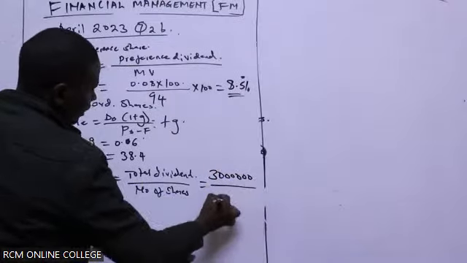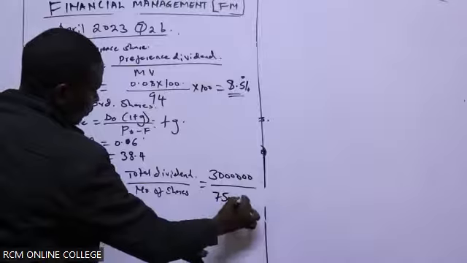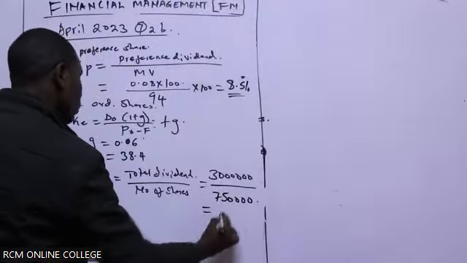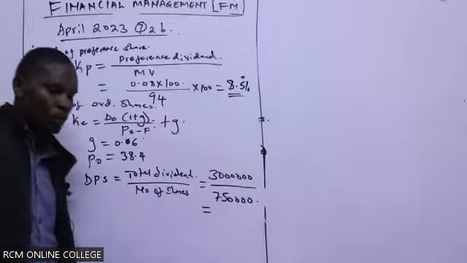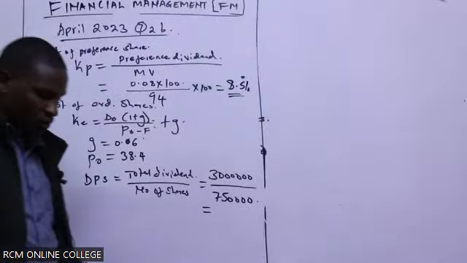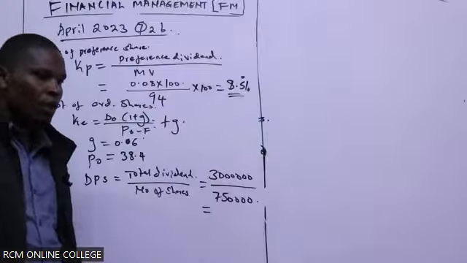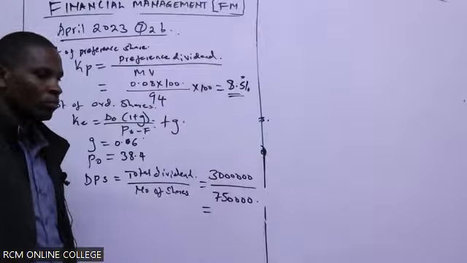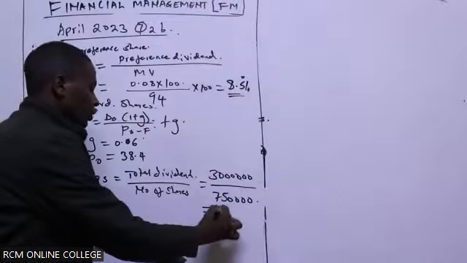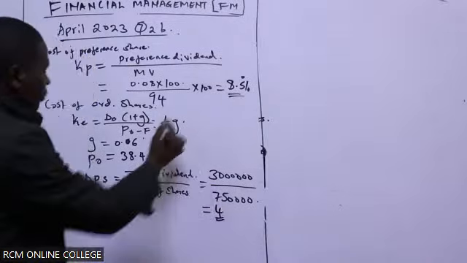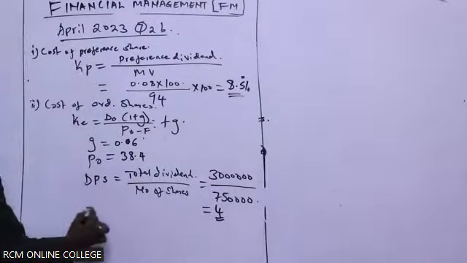So with this, I have 3 million by number of shares, which is 750,000. So that I get my DO. Haya, itakuwa ngapi? What is our DO? Once we get that, we shall be good to go. What is our DO? 4 shillings.